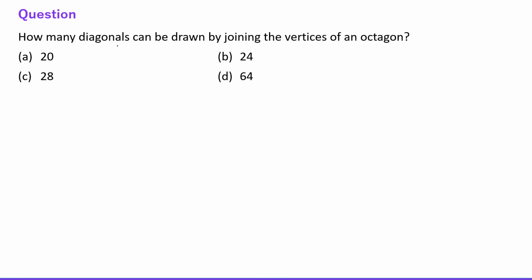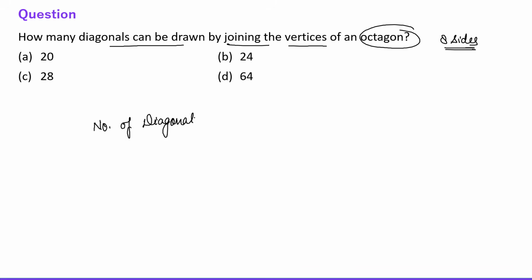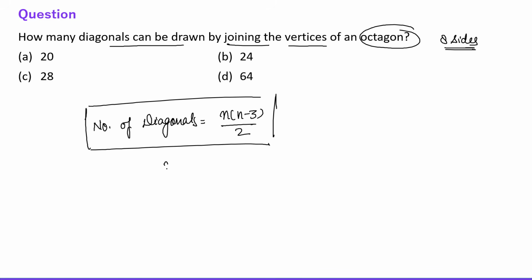Next question is, how many diagonals can we draw by joining the vertices of an octagon? Octagon means 8 sides. So here the formula for the number of diagonals is equal to n into n minus 3 divided by 2, where n is the number of sides.